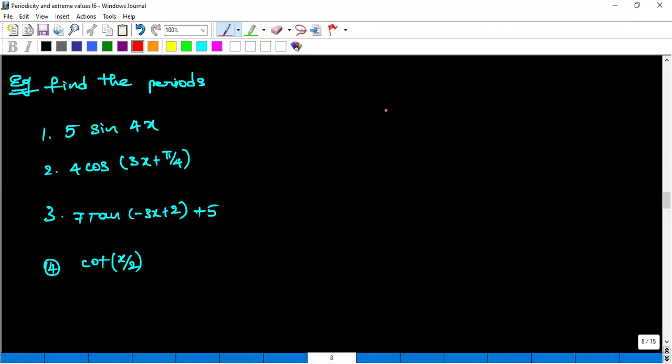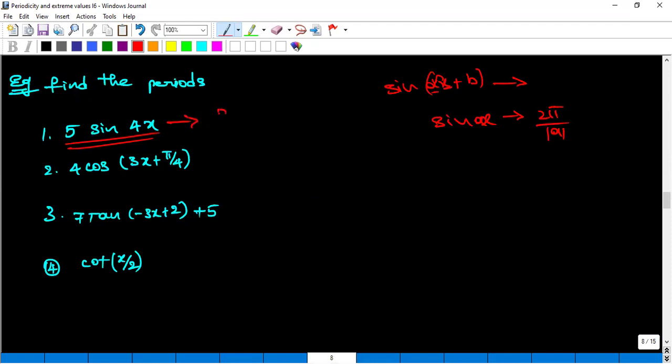Let us see some examples so that we can understand the concept very easily. I have 5 sine 4x. This is the question. I know that for sine ax plus anything it might be, what is the coefficient of x here? It is a. So I can tell here sine x period is 2 pi. Sine ax period will be 2 pi by a. So it's very clear that here the period is 2 pi by 4, which is nothing but pi by 2.